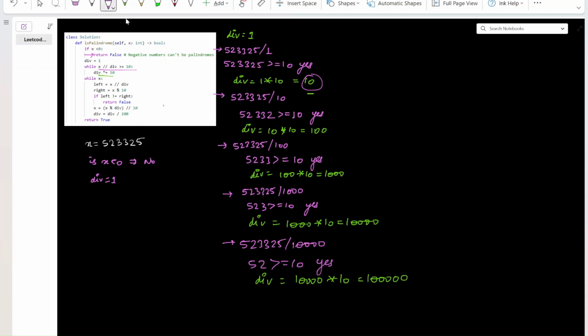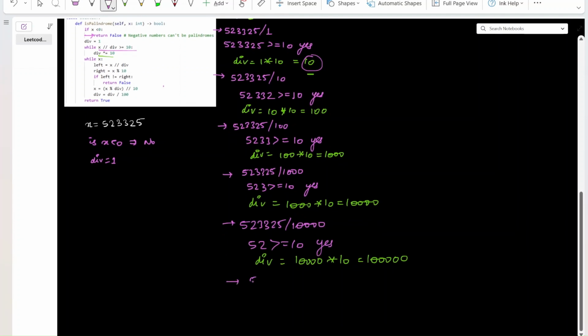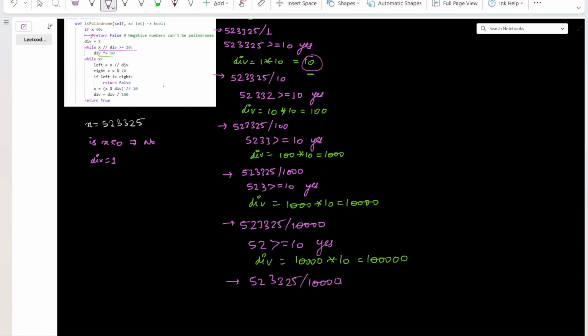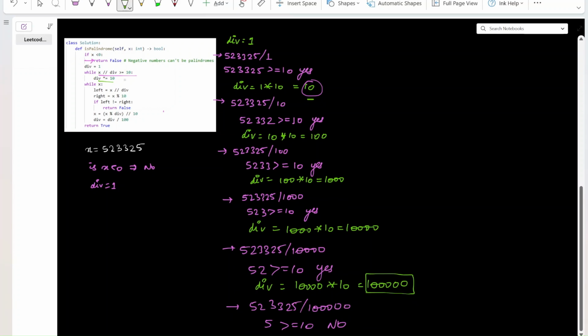Now again we check whether our next iteration, which is 523325 divided by 100,000, which comes down to 5, is it greater than or equal to 10? No, which means we have got our final div value, and that is equal to 100,000. Now we move out of the loop. So now we have run our code till here.